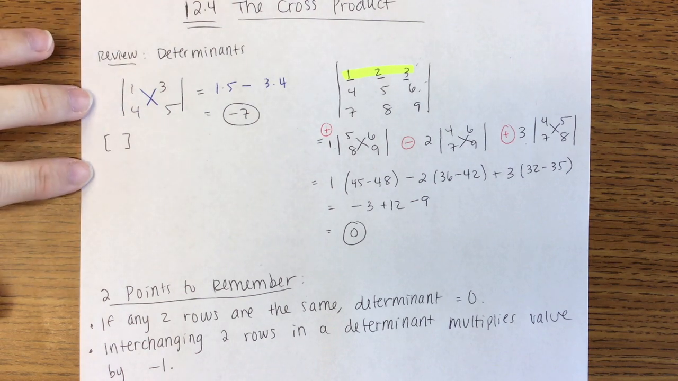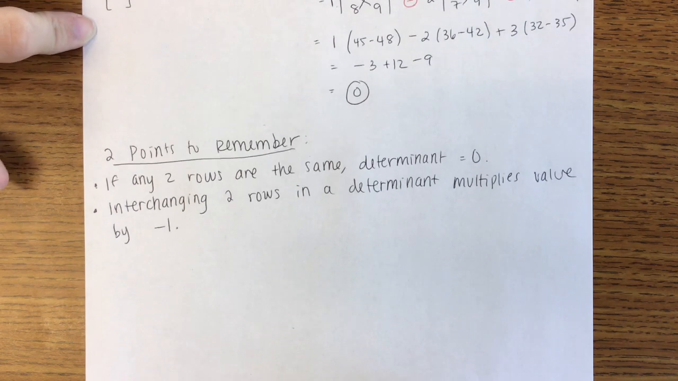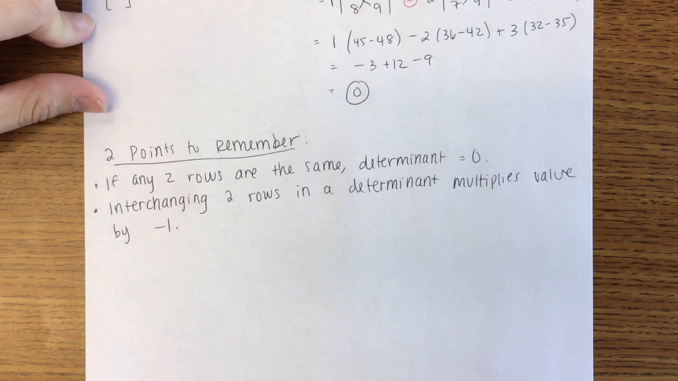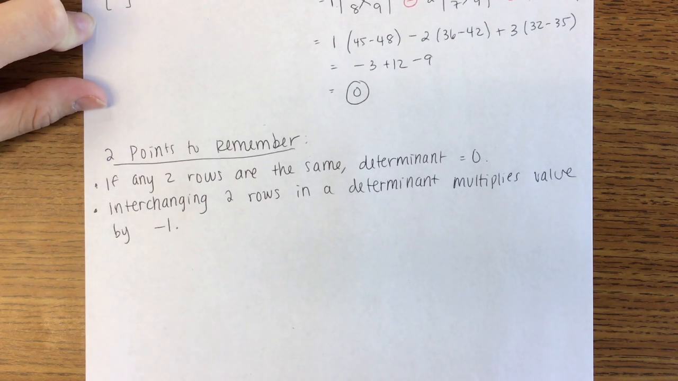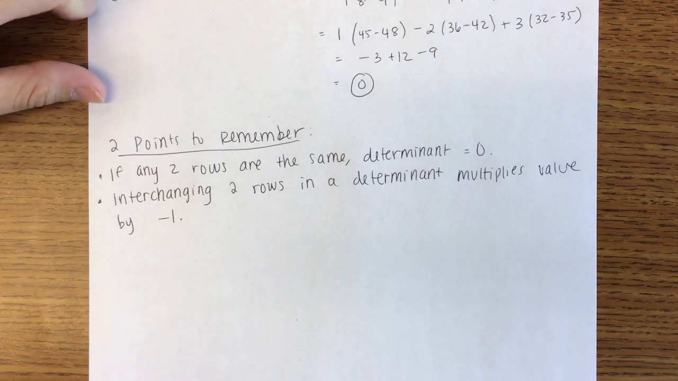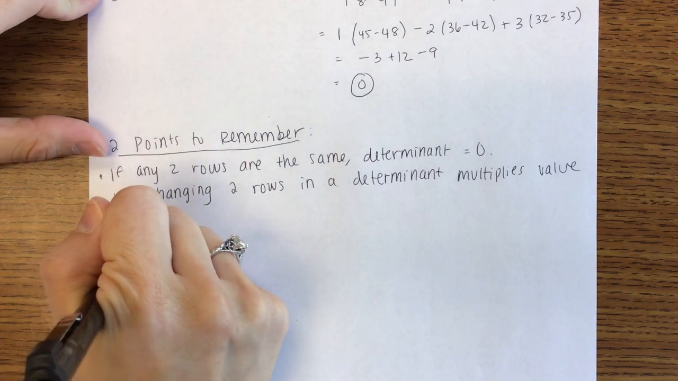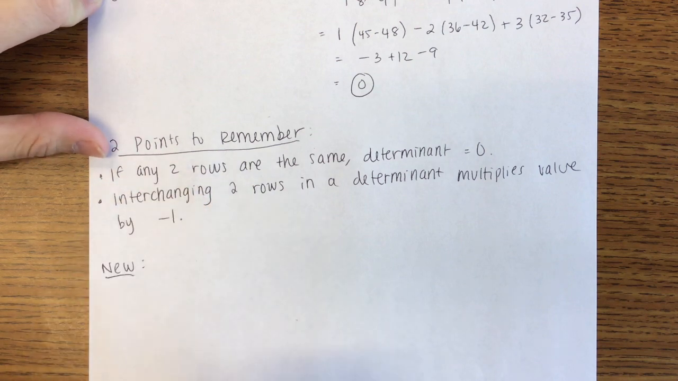So hopefully that was enough of a review of determinants for you. If it wasn't, please make sure you go back and consult your pre-calc notes or look at your textbook to review a little more in depth calculating a determinant. So that was your review. This is going to lead us to the cross product.